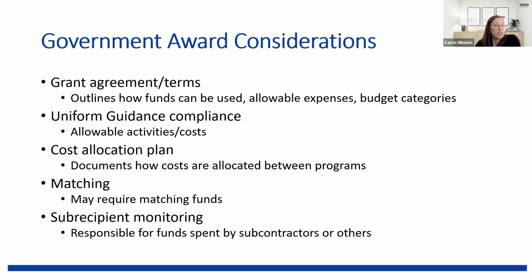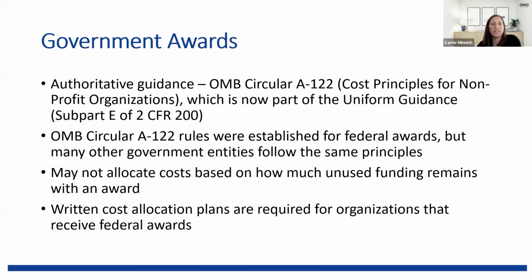Some grants require matching funds. And then also some grants will have subrecipients. So you receive the grant and then maybe you pay some of that grant to someone else, to another organization. If you do that, you just need to make sure that you're also responsible for the funds spent by those subcontractors. So again, when you're getting government awards, you want to make sure that you look into OMB Circular A-122, where it establishes some of those rules to follow on how to spend those government funds. Again, making sure there's a written cost allocation plan in place, and that type of thing.